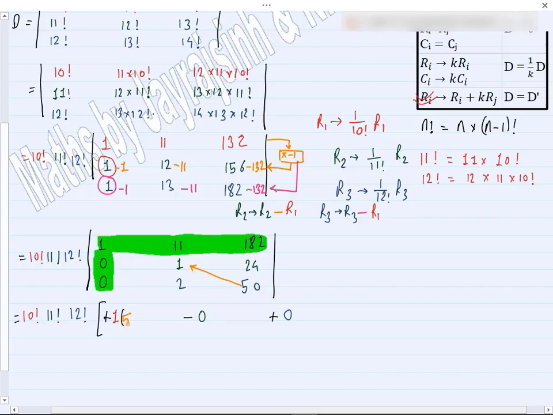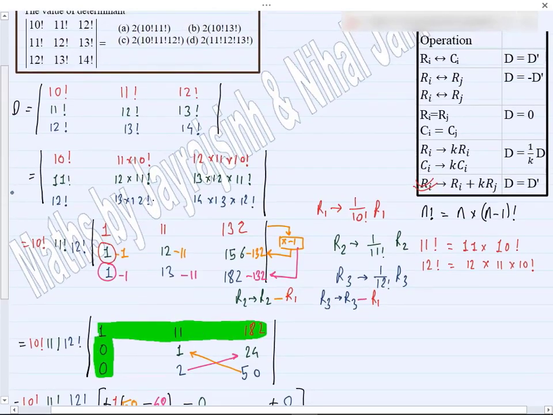So now we have to cross multiply. 1 times 50 is 50, minus 2 times 24 is 48, and 0 and 0. So here we'll get 50 minus 48, which is your 2, into 10 factorial, 11 factorial and 12 factorial as your final answer. Ta-da! Option C is your final answer.